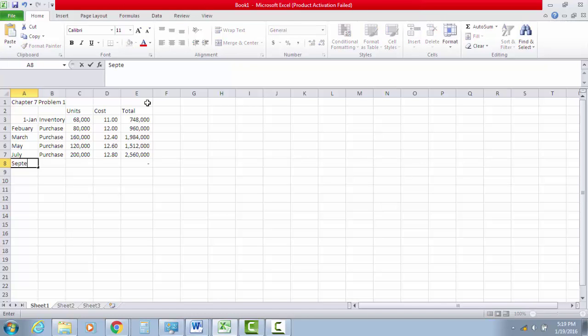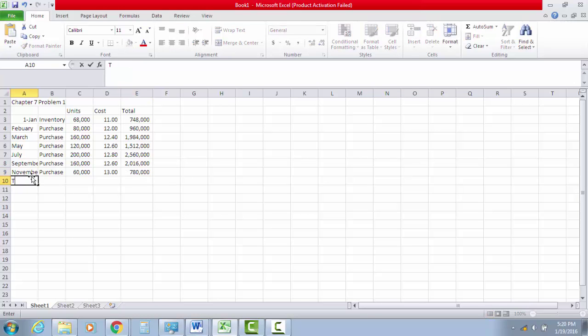In September, we purchase 160,000 units at $12.60. And then November, we purchased 60,000 units at $13 a piece, which is $780,000.